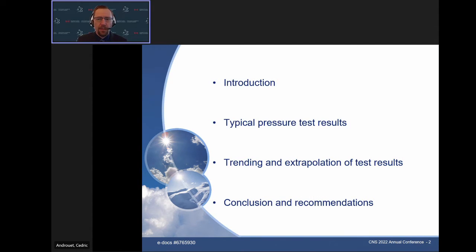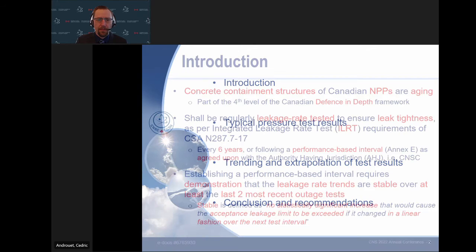The presentation will be divided in 4 sections. After a brief introduction, some typical pressure test results will be presented. Various methods used to trend and extrapolate these test results will be introduced, and a brief conclusion and a few recommendations will close the presentation.